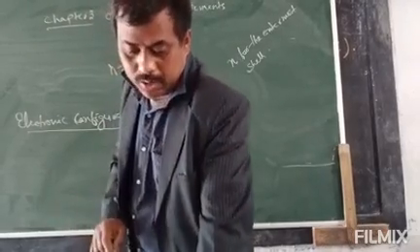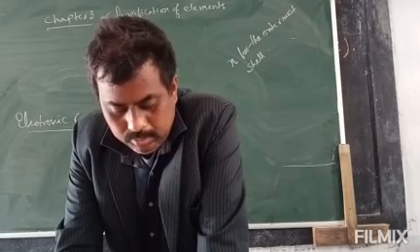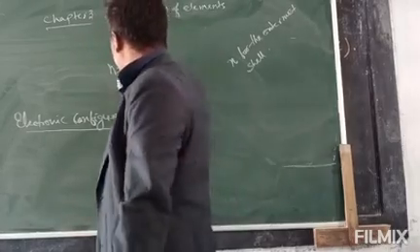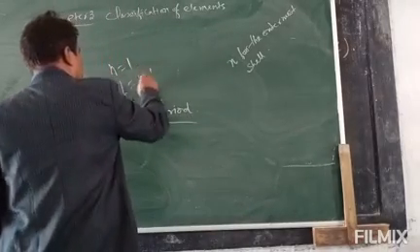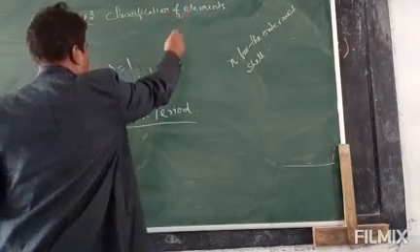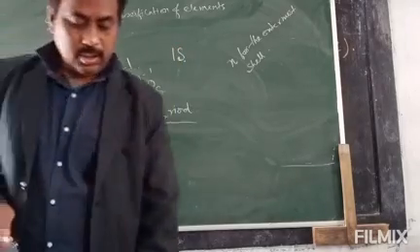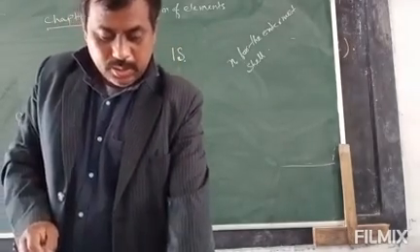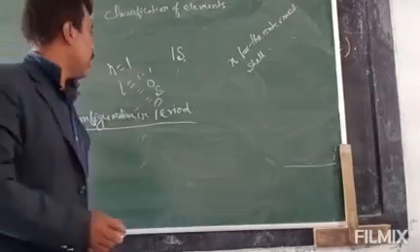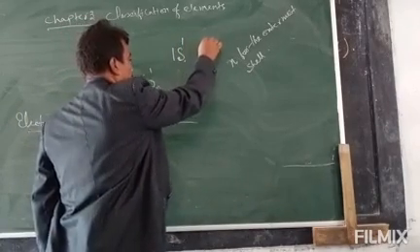So if n equals 1, then l becomes 1 minus 1, that means 0. 0 means the orbital is s. So we have 1s only. In the 1s orbital, we have two elements: one having the electronic configuration 1s1, and the other having the electronic configuration 1s2.